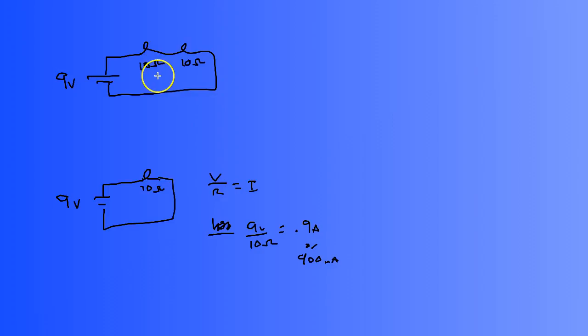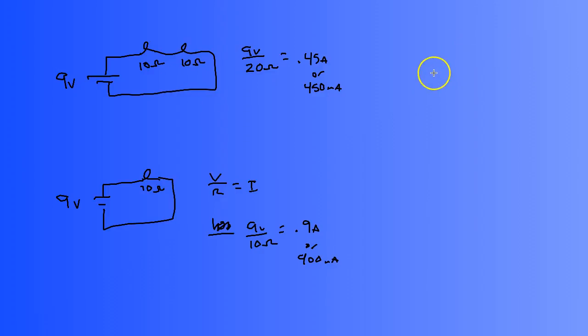If we compare it back to the series circuit, these electrons have to go through both of these bulbs, which is 20 ohms of resistance that each electron is going to experience. So if we do that calculation, 9 volts over 20 ohms is going to give us a current of 0.45 amps, or 450 milliamps. You can see that it's going to have half the current here because we have twice the resistance. And so that's why in the series circuit we have a smaller current.